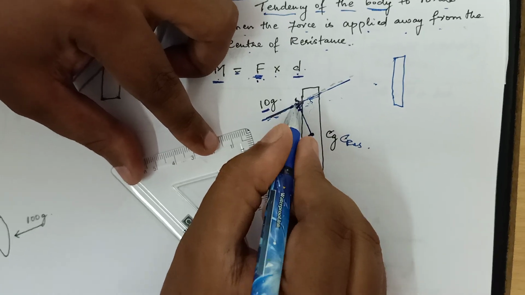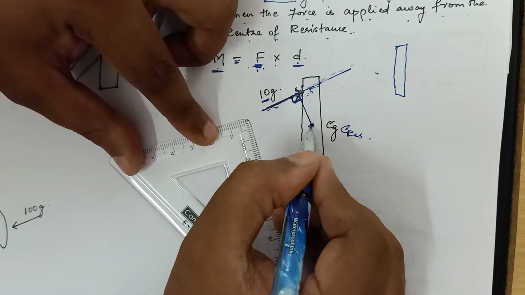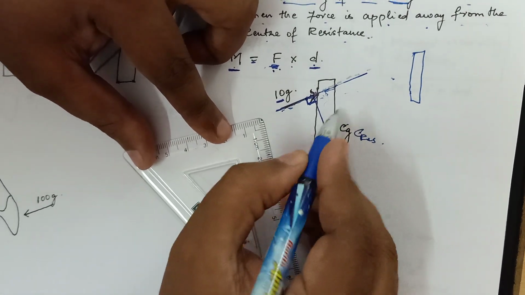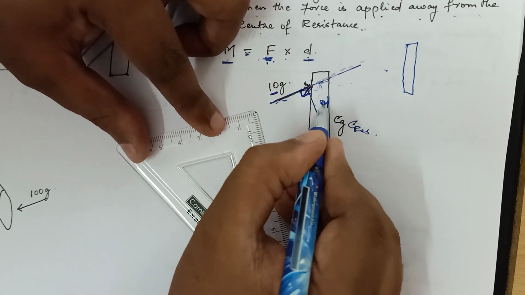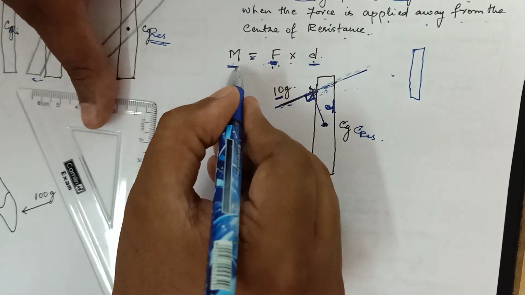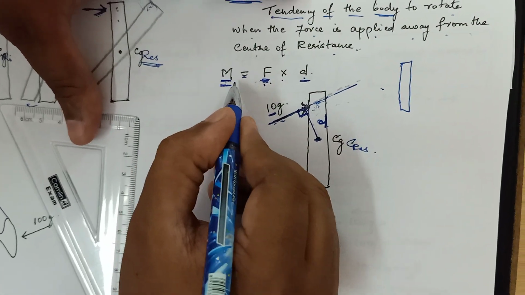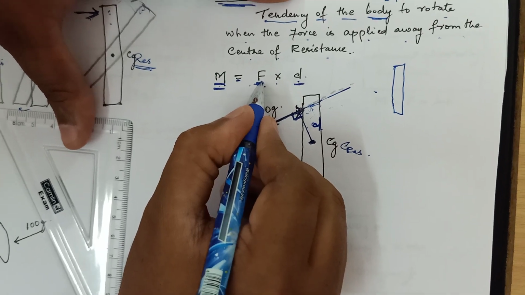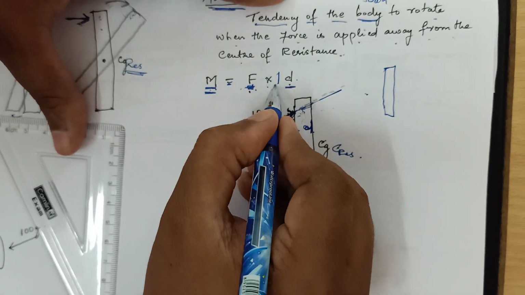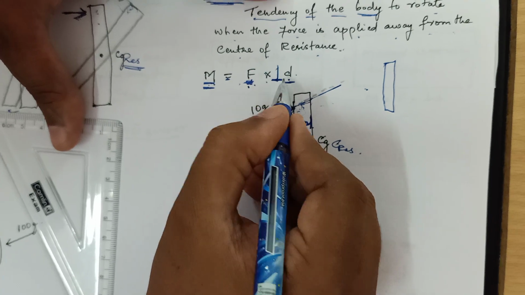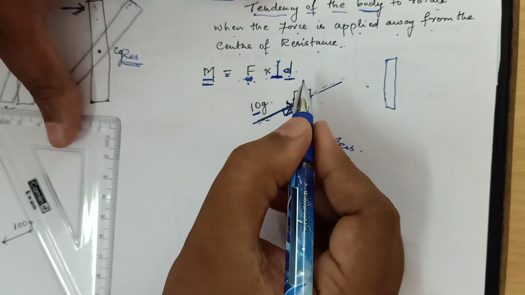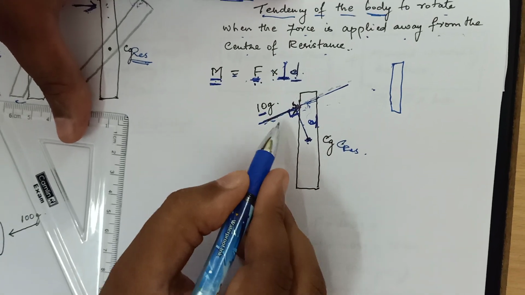So this distance is the perpendicular distance from the center of resistance to the line of action of the force. Understood? This is the distance you should take for calculating the moment. I'll come back to the formula. The moment created by a force is equal to the force into the perpendicular distance. Don't think of this as L, N, 1 and all. This is the perpendicular distance. So how to draw the perpendicular distance, you know.